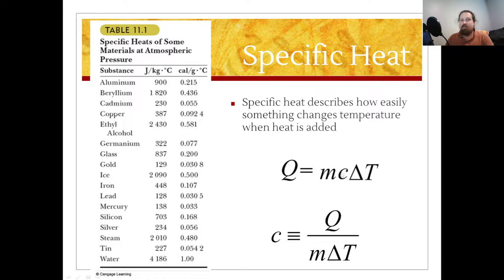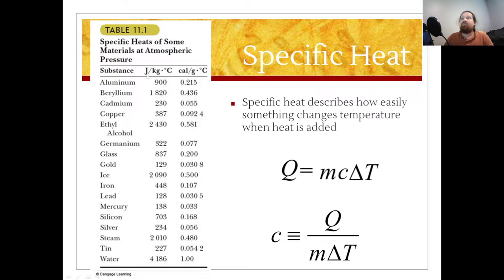This constant right here, every different material on Earth has a different specific heat constant, and that constant represents how much thermal energy is required to change an object's temperature. There's a table here on this particular slide, and this table is of the specific heats of various materials.